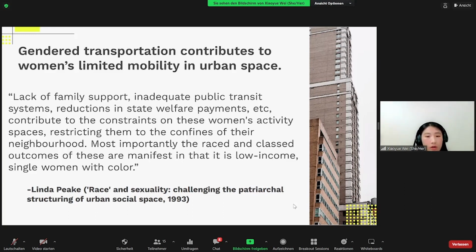As other scholars also agreed, lack of family support, inadequate public transit systems, reductions in state welfare payments, etc., contribute to the constraints on these women's activity spaces, restricting them to the confines of their neighborhood. Most importantly, the race and class outcomes of this are manifest in that it is low-income single women of color.